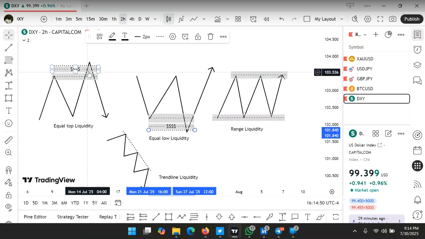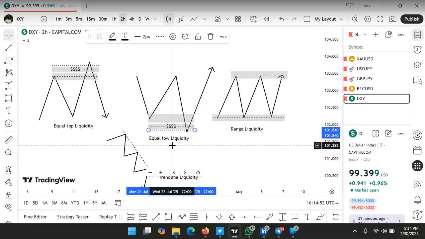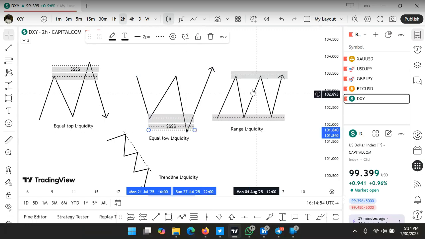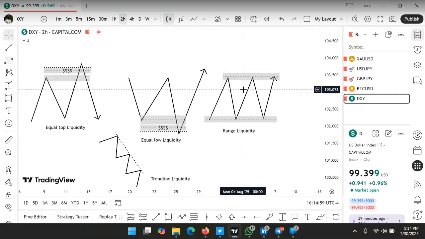So equal top liquidity, there is a trap there. Equal low liquidity, there's also a trap there. Now range liquidity. When you see a market ranging, for those who trade a ranging market, a range market is basically all about support and resistance levels, right?